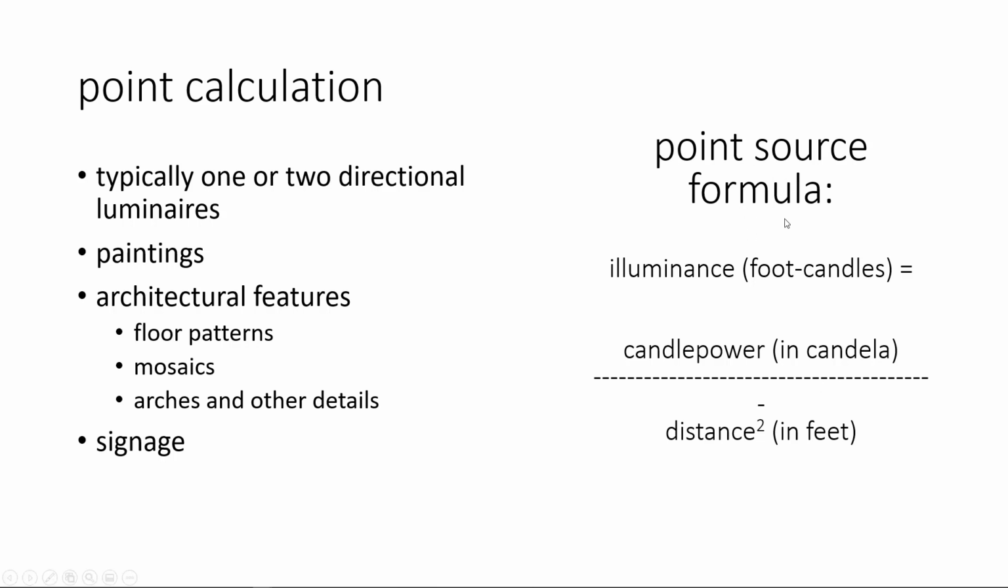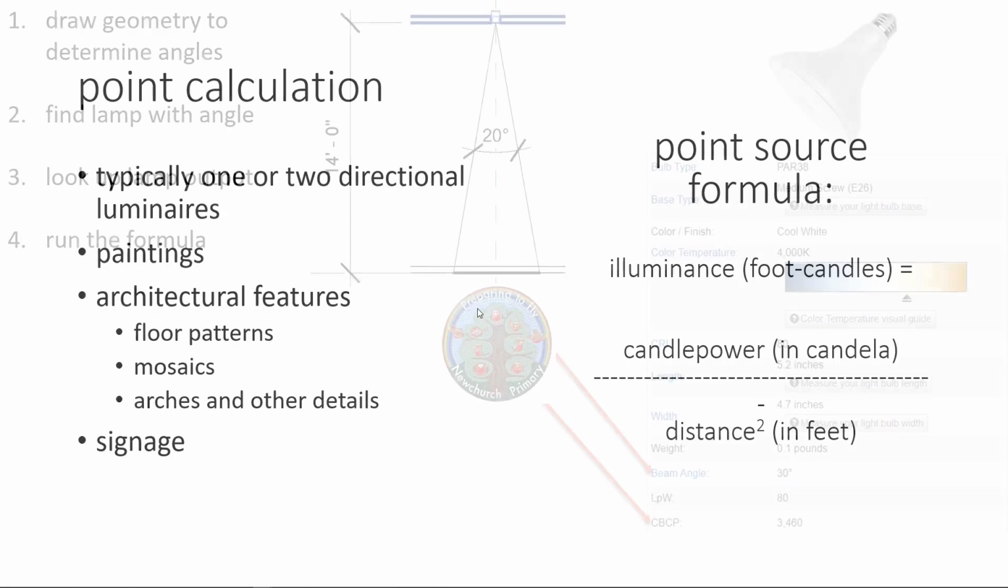The point source formula is pretty straightforward. The illuminance in foot candles equals the candle power in candela, which is the amount of light coming out of that light source right onto whatever it is you're trying to light. You do have to take into account the angle that the fixture is mounted at. Anyway, that candle power divided by the distance squared. So what does all that mean?